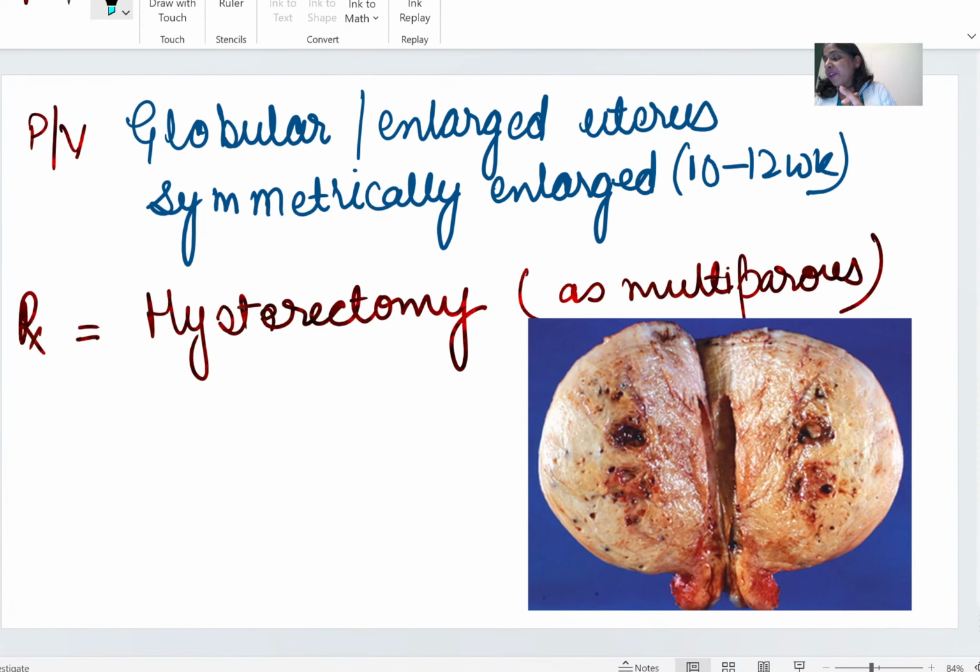What is the PV finding? The typical word which is used is symmetrically enlarged uterus, because myometrium has gone inside the uterus. So this uterus has enlarged.